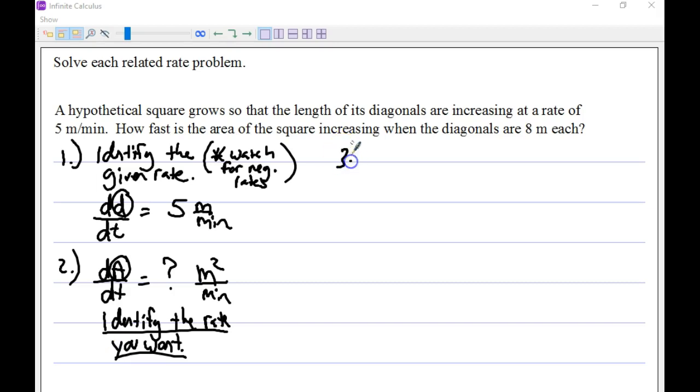Step 3 is sometimes, like on both of the ones from our test on Friday, they actually made it easy for you. They gave you the formula. This one we have to figure it out. So step 3 is to find a formula that relates the two variables. And this is the hard step.